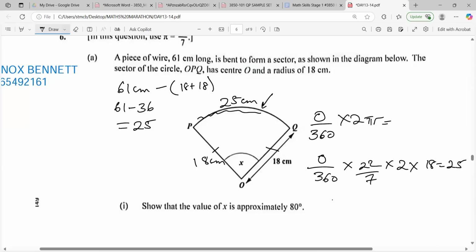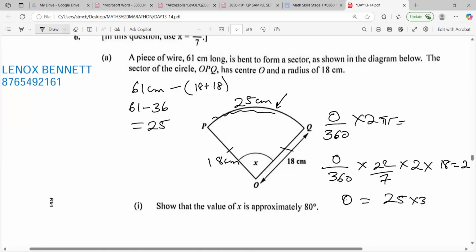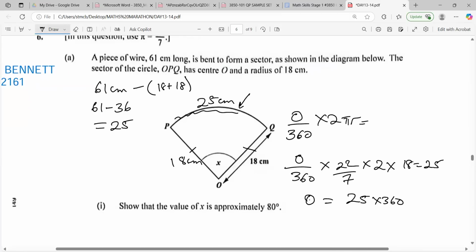So all we have to do is transpose. We want to find this angle. So we have 25 times 360. Because we are multiplying, you are going to divide, and where we divide, you are going to multiply. 360, 7 as well. So the rest are times, right? So the 2 times 18 should give us the angle. What are they? 25 times 360, times 7.